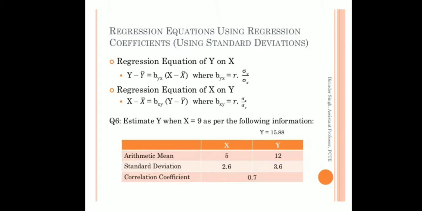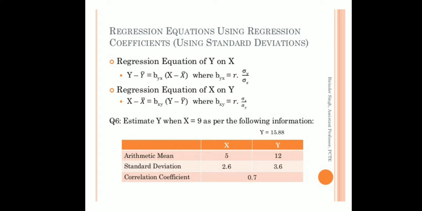This is the third method, using the standard deviations method. Standard deviations are given. The formula is: y minus y bar equal to byx into x minus x bar, where byx equal to r, the correlation coefficient, into sigma x, the standard deviation of x, divided by sigma y, the standard deviation of y, whenever the values are given. So estimate y when x equal to 9 as per the following information. The answer is also given. Try at home.